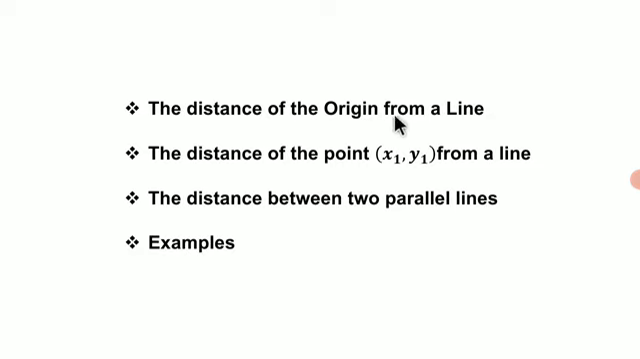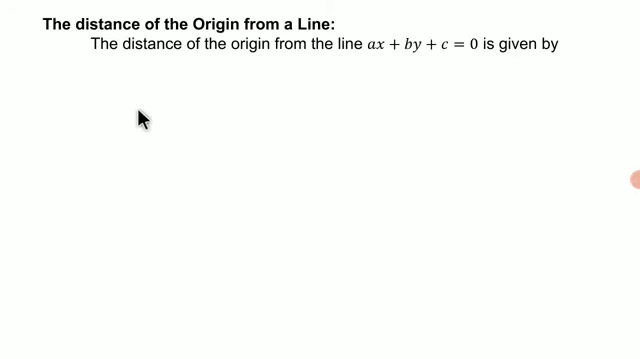That topic is the distance of the origin from a line. So see the theorem. The distance of the origin from the line ax plus by plus c equal to 0 is given by p is equal to modulus of c divided by square root of a square plus b square.